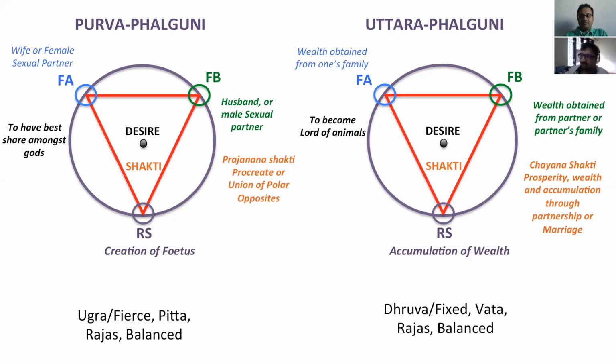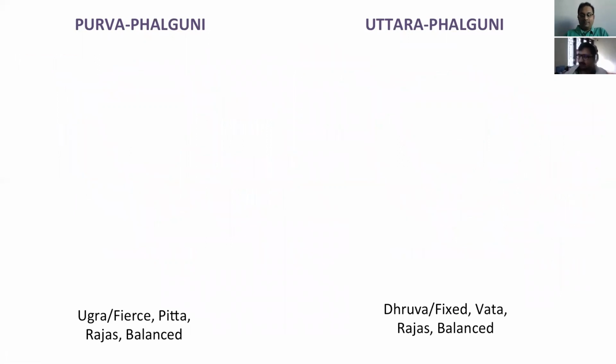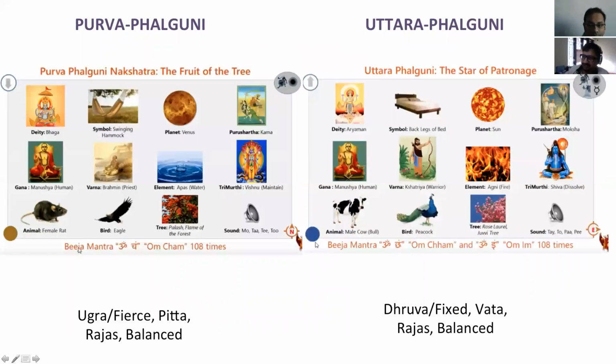Then just to take this comparison a step further, I extracted the flashcard from your Nakshatra awareness videos, and you can see all the elements of the further comparison of the different elements of the nakshatra. So like Bhaga, Aryaman, swinging hammock, back legs of the bed. Remember, Venus is the planet for Purva Phalguni and Sun is the planet for Uttara Phalguni. Purusharthas Kama, Moksha. The Ganas are the very same. It's both human Ganas. That's very interesting.